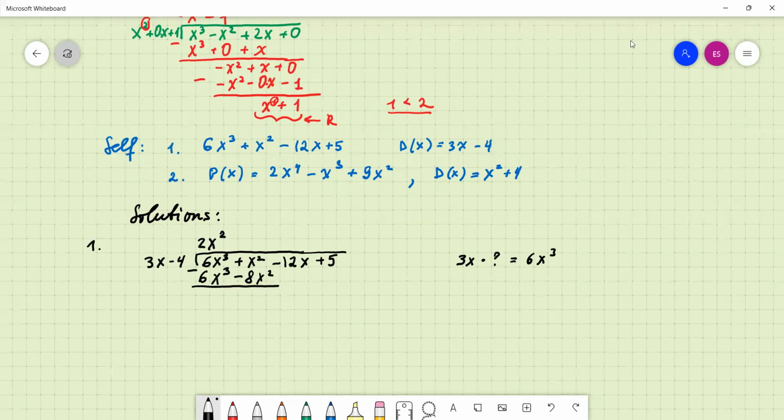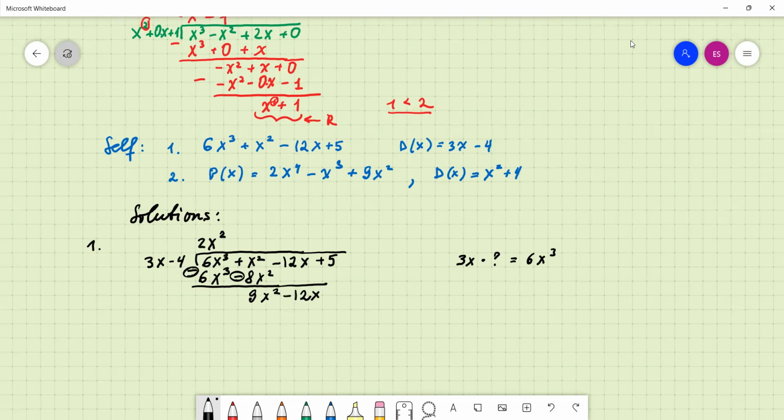Now I'm going to do subtraction. Well, usually the term you're trying to eliminate will be eliminated. Here we are going to have x squared minus 2 minuses, this one and this one. So they're going to give me plus, and I'm going to get 9x squared. Moving this minus 12x down, I'm going to continue.